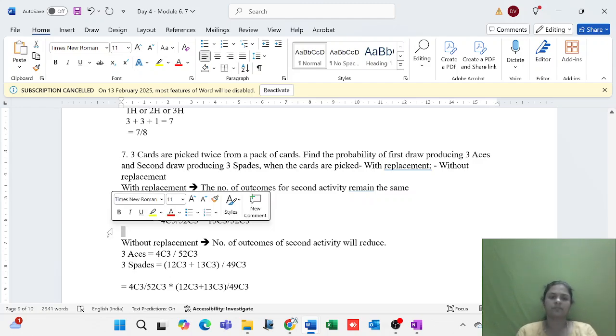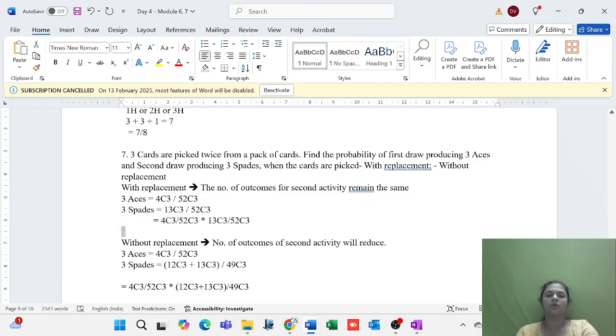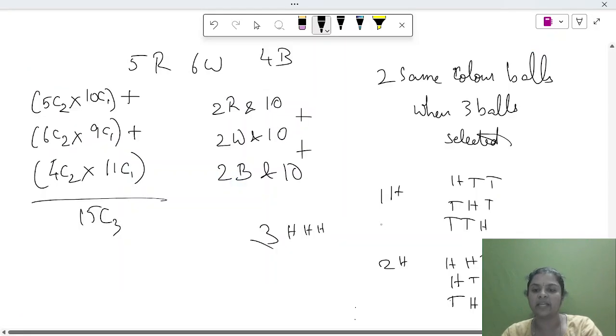Okay. So now the first draw produces 3 aces and the second draw produces 3 spades. So let us do the activity here.